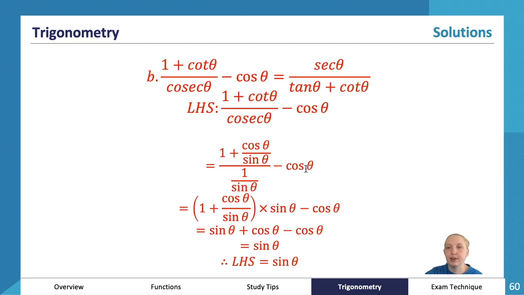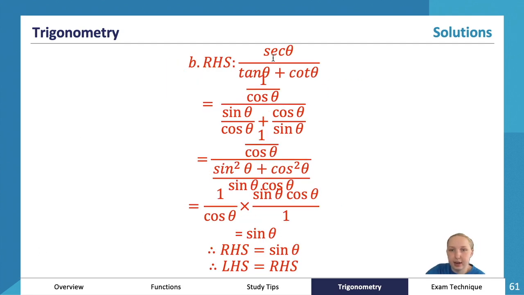If you're ever stuck on these questions and you do have reciprocal trig values, just try putting in their sine, cos and tan values, and you'll usually get a bit of an indicator as to where you need to go. Then once we expand all of that, we'll get 1 plus cos theta over sin theta times sin theta minus cos theta. Multiply these brackets by the sin theta, and we'll end up with sin theta plus cos theta minus cos theta equals sin theta. Okay, so the left-hand side is equal to sin theta.